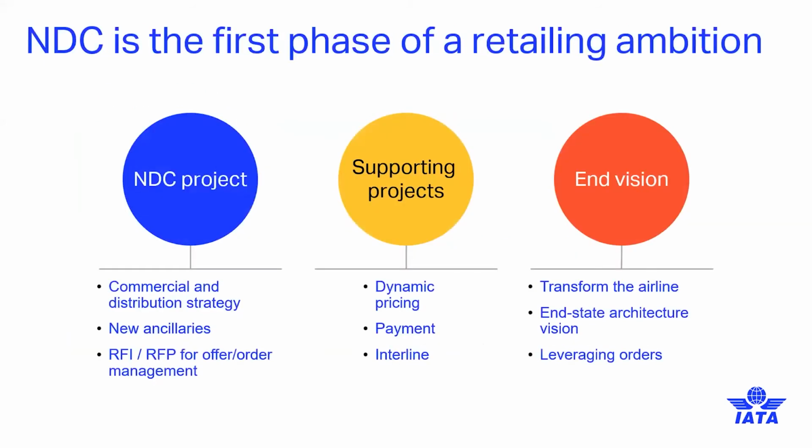So NDC, the New Distribution Capability, is the first phase of a retailing ambition. It starts with the NDC project and later gets supported with other supporting projects like dynamic pricing, payment, and interlining, until eventually we achieve the end vision of what we call 100% offers and orders.